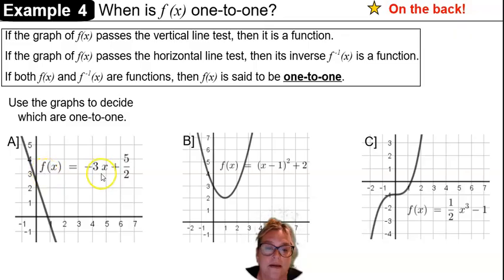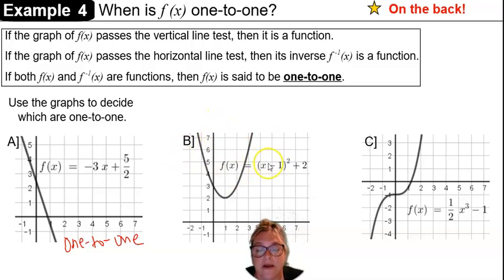So in example A, -3x plus 5/2 passes both the vertical and the horizontal line test. So this is 1-to-1. In example B, the graph of the parabola, the quantity x minus 1 squared plus 2, passes the vertical line test but fails the horizontal line test. And so this is not 1-to-1. In C, 1/2 x cubed minus 1, the graph passes both the vertical and the horizontal line tests, so this function is 1-to-1.